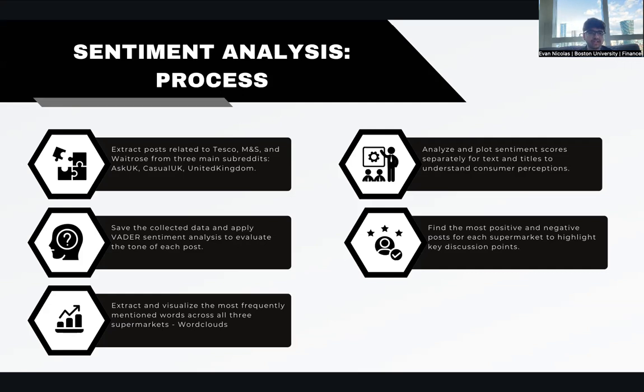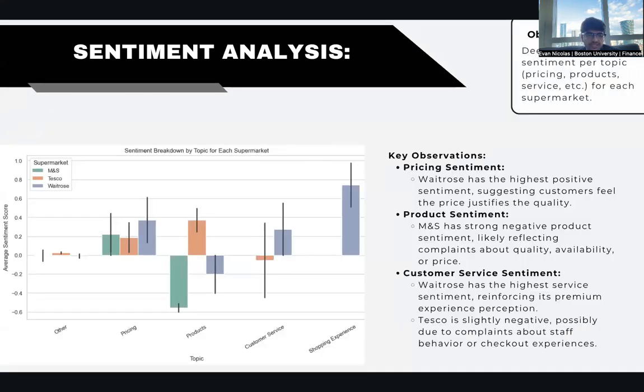Next is visualization and word cloud. We analyzed sentiment for post titles and full text separately to detect differences in sentiment expression. Additionally, we generated word clouds to highlight the most frequently mentioned words associated with each supermarket. And at the end, we did extreme sentiment analysis. We extracted the most positive and the most negative post for all of these 3 supermarkets. This helped us understand what customers feel more strongly about, both in favor and against each brand. Moving on, let's jump into the sentiment analysis.